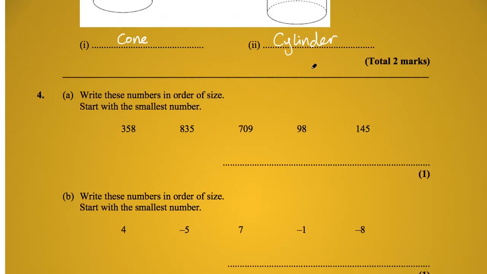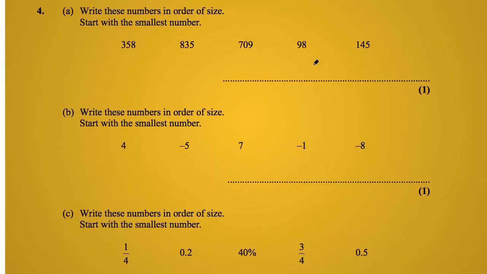Question 4. Write these numbers in order of size, starting with the smallest number. Really important to note what you're meant to start with, because lots of people make mistakes by not reading the question properly here. Starting with the smallest number, we look first at the hundreds column. That one has no hundreds at all, so that's the smallest. Then the one that starts with a 1. So forget all of the other numbers at this point. Just look at the hundreds column, because that's what matters.